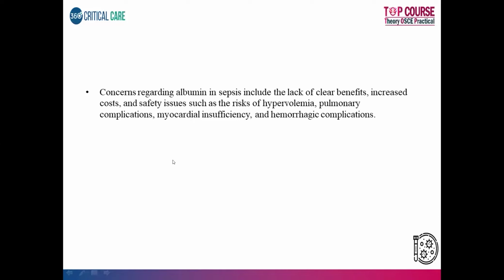Now coming to the concerns regarding albumin in sepsis. One is there is a lack of clear benefits of the use of albumin, because the trials still show inconclusive evidence for the benefit of its use in sepsis. Second, because of the costs in our Indian scenario, the cost is also one of the issues. And safety issues, like there could be a risk of hypervolemia, pulmonary complications, myocardial insufficiency and some hemorrhagic complications also.